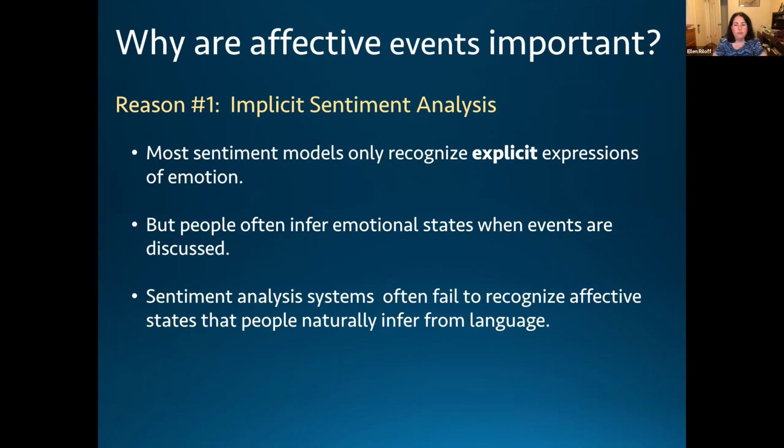But there's an awful lot of text where we just assume that someone's in a positive or negative emotional state, even though they didn't explicitly tell us that. So we call this implicit sentiment analysis, and affective events are one of the common reasons for implicit sentiment.